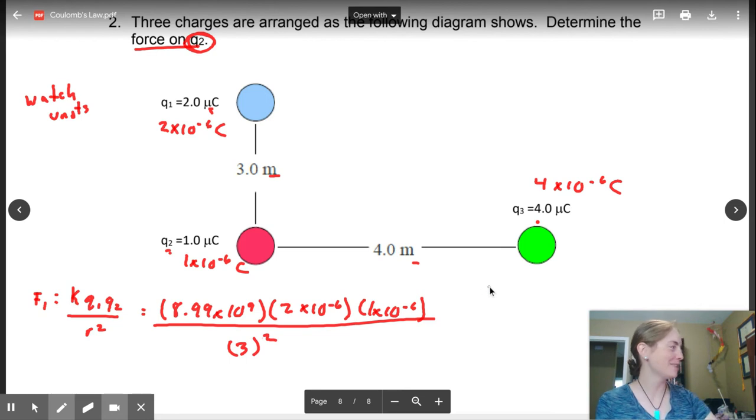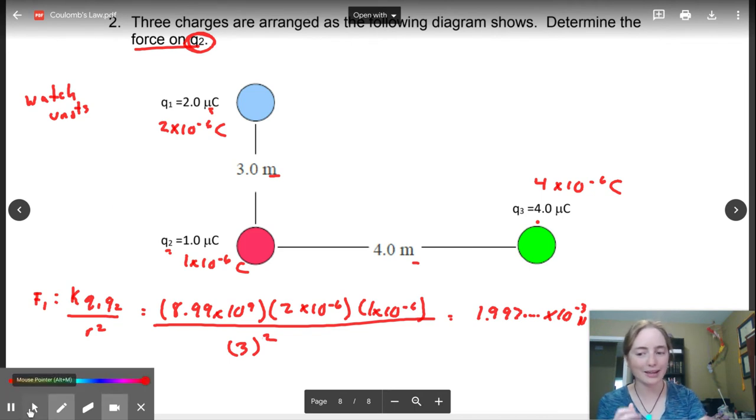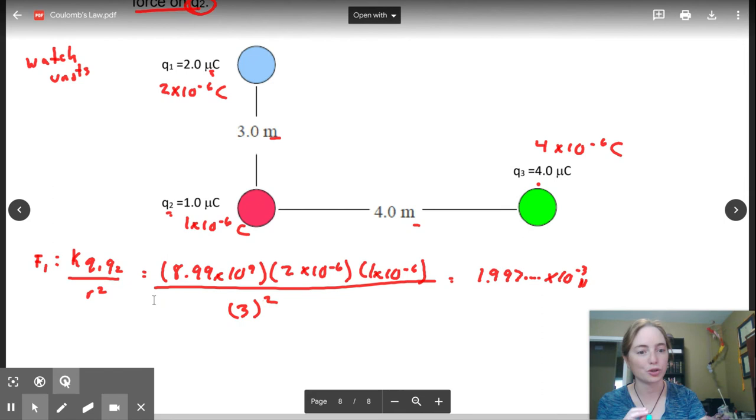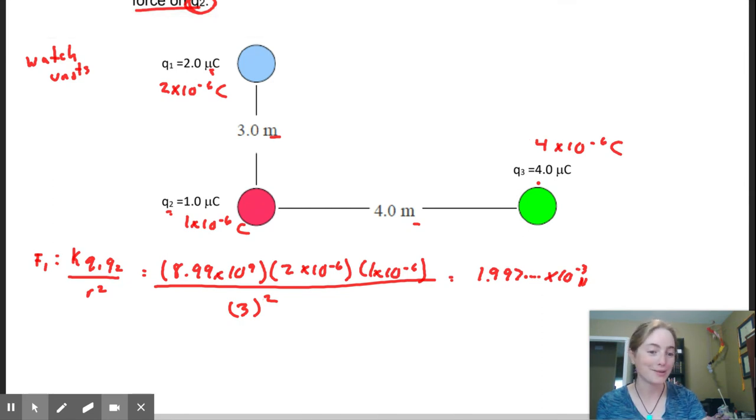Okay, so when you plonk that into your calculator, we're going to land with the magnitude of 1.997 times 10 to the power of negative 3 newtons. So a little force. Okay, so what we have now is to think about our directions here. Now a simple positive and negative isn't going to work. Why? Because we're on 2 different dimensions.